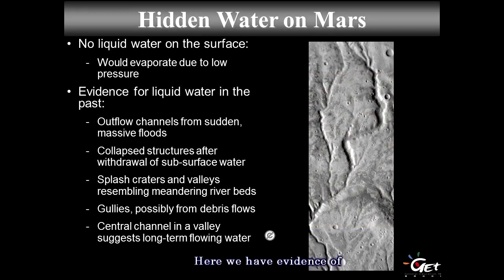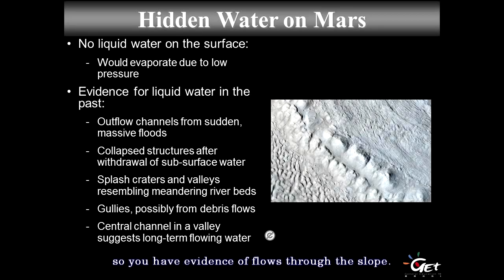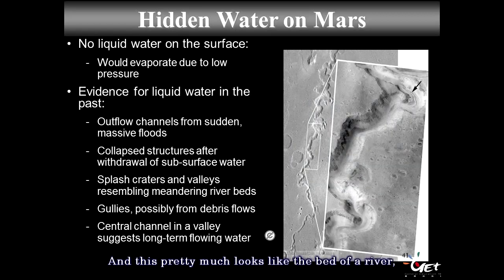Here we have evidence of river beds, definitely. We have evidence of splash craters and valleys resembling riverbeds. Once again, this is a slope, so you have evidence of flows down the slope, gullies. And this pretty much looks like the bed of a river, even with the turn here. And it's very long, several hundreds of kilometers long. And if you zoom in on that part, you see that it's exactly like a river when you remove the water out of it.